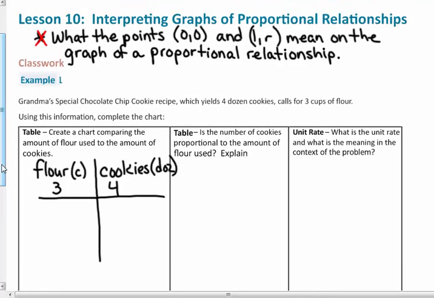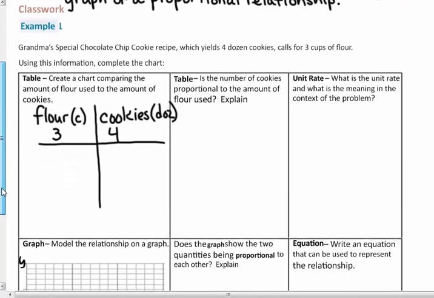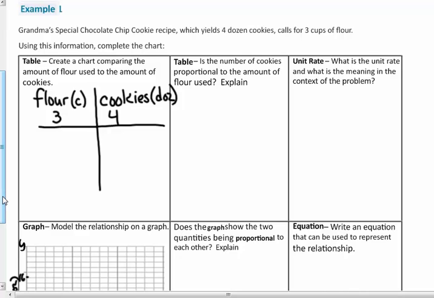The key ideas, what we're going to concentrate on, what the points (0, 0) and (1, r) mean on the graph of a proportional relationship. So first example, Grandma's Special Chocolate Chip Cookie Recipe, which yields 4 dozen cookies, calls for 3 cups of flour. So if I have 3 cups of flour and all the other ingredients, I can make 4 dozen cookies.